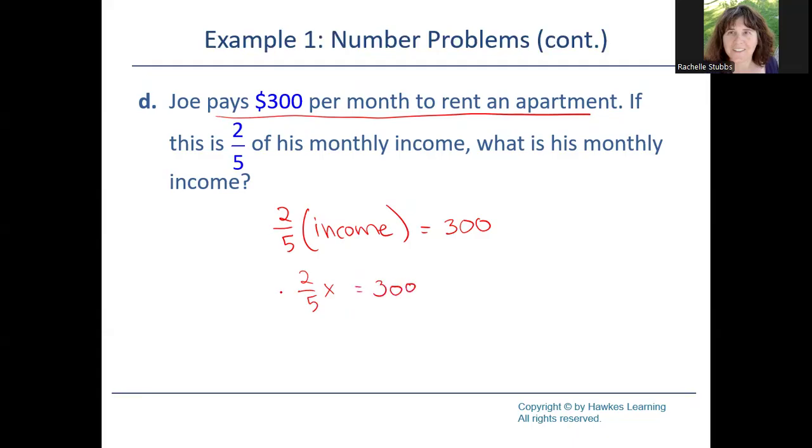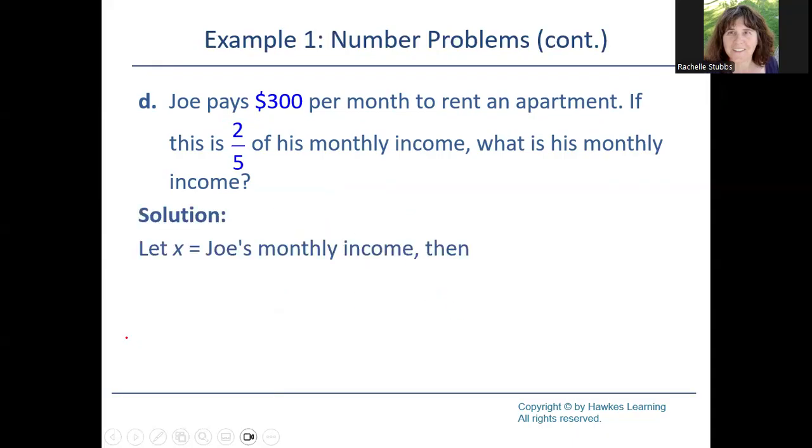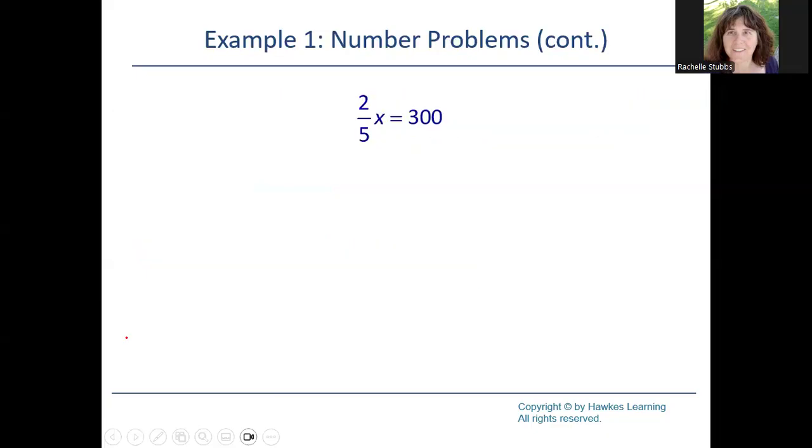Now, if we wanted to solve for that, we're just going to multiply both sides by 5/2, aren't we? And we get 5 times 150 for our answer there. Let me erase this. And that's $750. So he makes $750 a month, and he pays $300 a month.